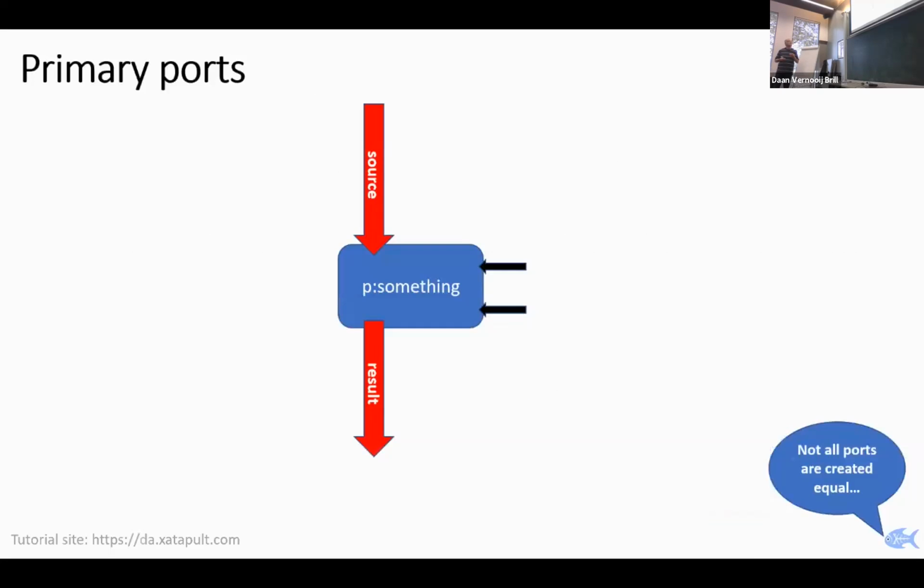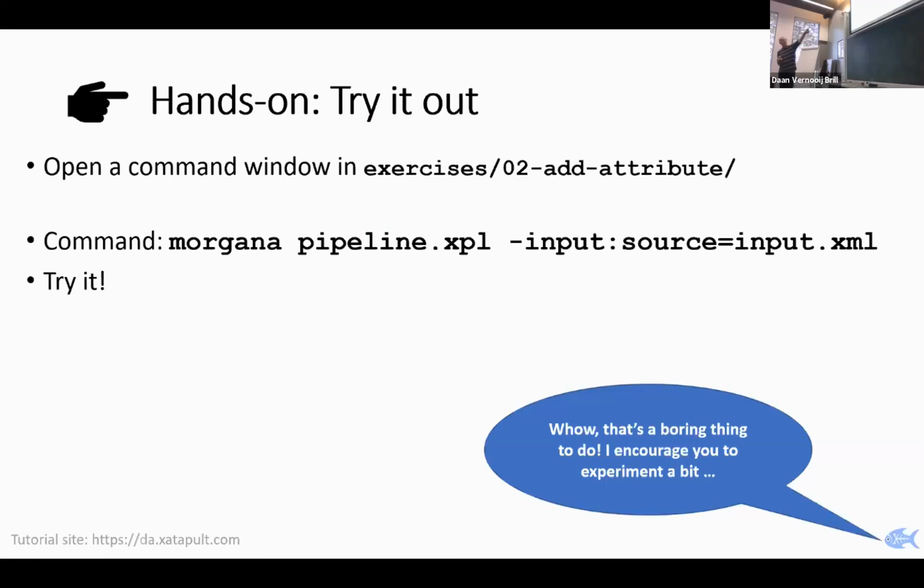Why did this work? Actually, it's surprising. Someone would say they got an error message: Resource for port source not found. Maybe you got the wrong file name or something. You should say input source is input.xml. You have to tell Morgana which document to provide on the input port. People are helping each other on the chat, so I think you can continue. Okay, good. Fine.